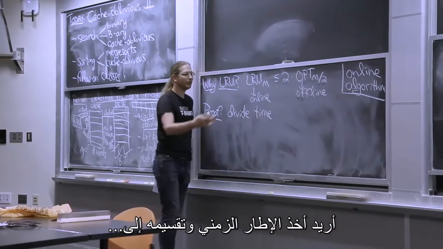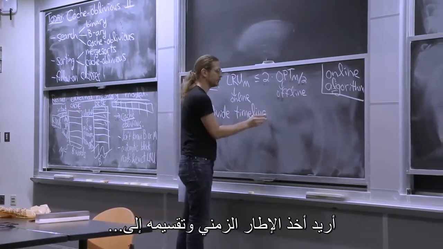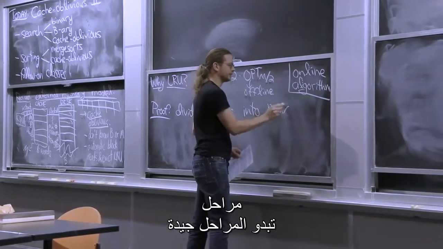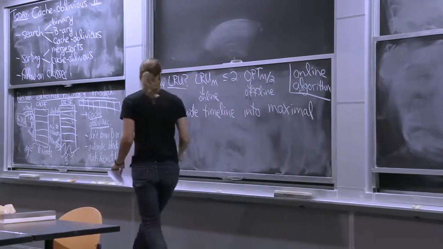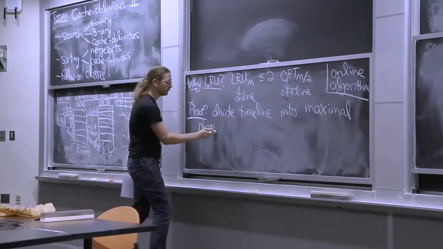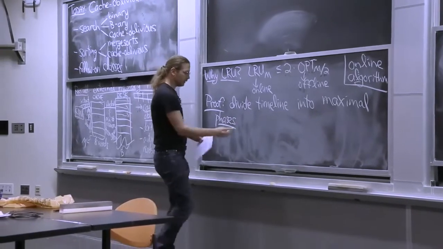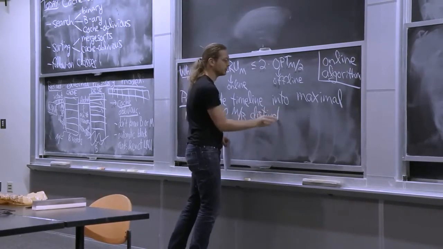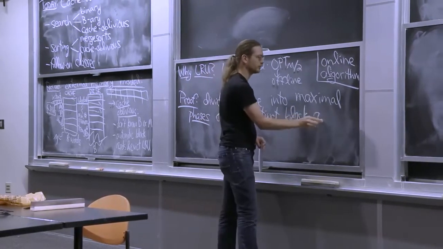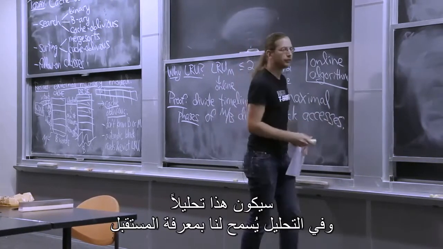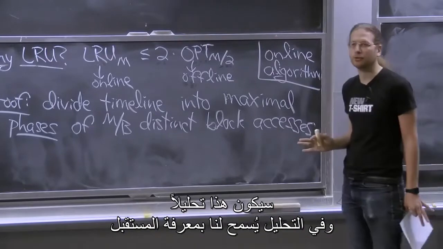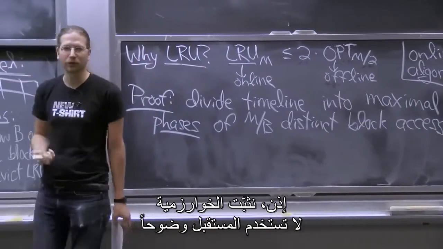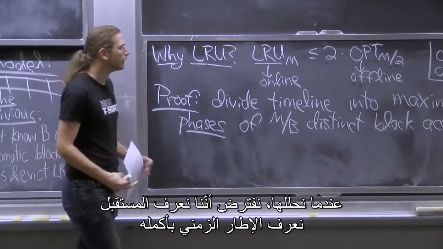I want to take the timeline and divide it into, what do I call them? Periods? Phases. Phases sounds cool. So this is going to be an analysis. In an analysis, we're allowed to know the future because we're trying to imagine what OPT could do relative to LRU. So we're fixing the algorithm. It's obviously not using the future. When we analyze it, we're assuming we do know the future. We know the entire timeline.